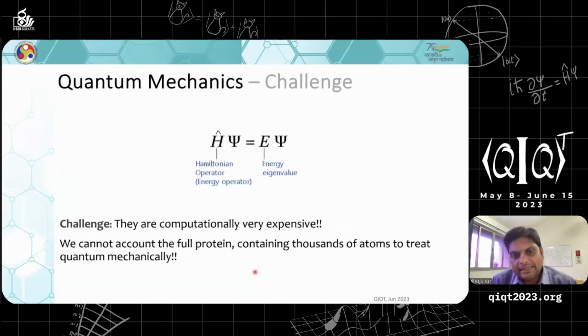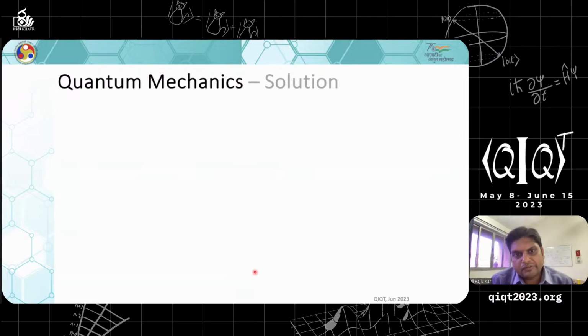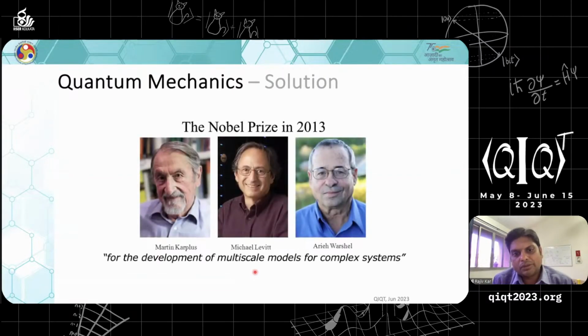Now the challenge, as I said, lies mainly in computational expense, and that's why we cannot account for larger systems. For example, a protein comprising thousands of atoms, it is very difficult to solve these wave functions and operators. But thanks to these three gentlemen who came up with a modified concept, they won the Nobel Prize in the year 2013 for the development of multi-scale models for complex systems.